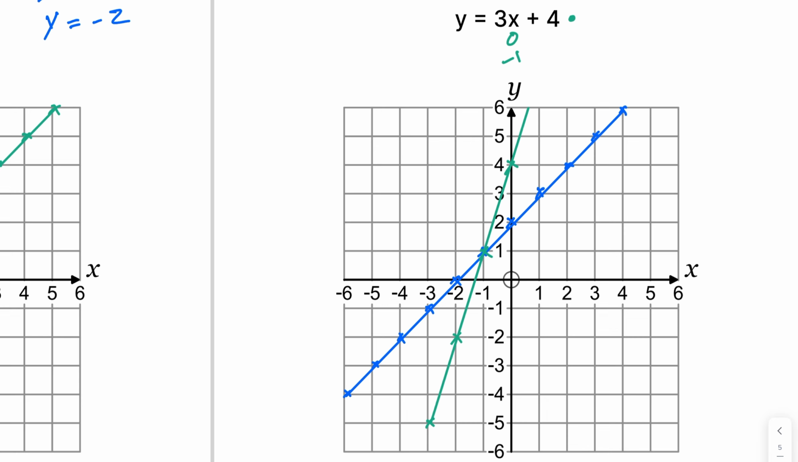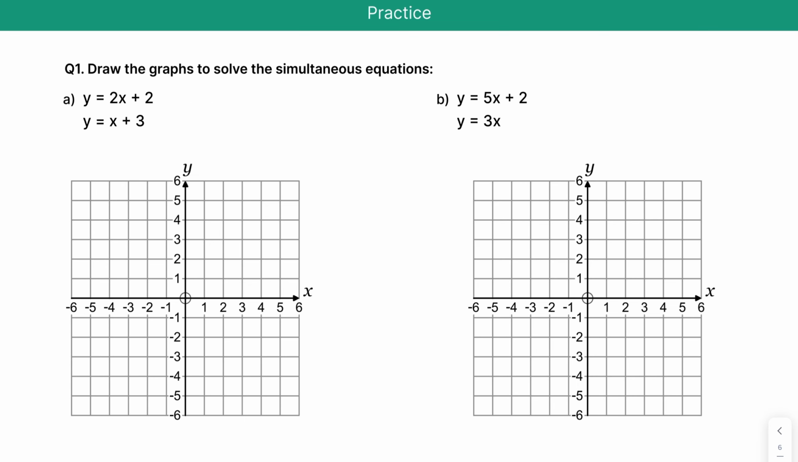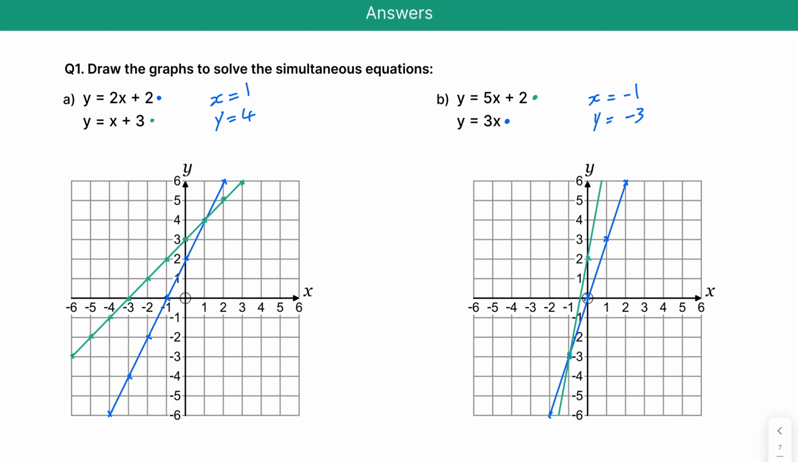And you can see that this crosses at that point there, where x is minus 1 and y is 1. So the answer here is x is minus 1 and y is equal to 1. So here's some practice questions. Press pause and have a go. Here are the answers. Mark your work.